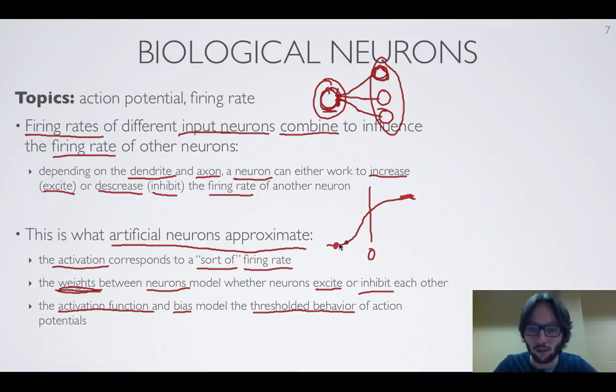Okay, so we can think of this as a sort of soft threshold, and this is what the activation function and the bias are trying to model. It's a soft version of this thresholded behavior.